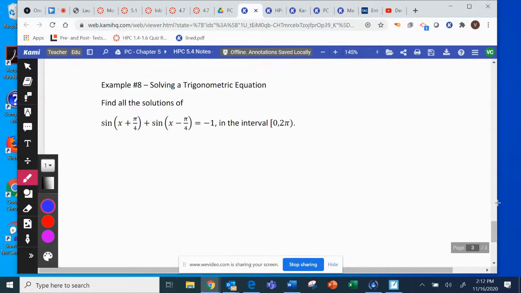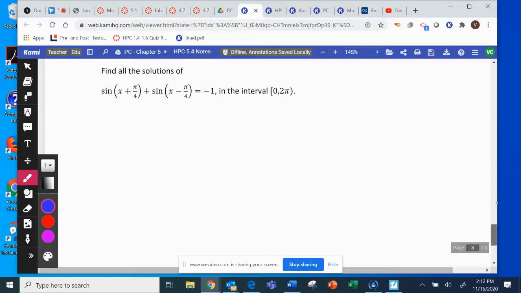Last example, example 8, solving a trigonometric equation. Find all the solutions of sine x plus pi over 4 plus sine x minus pi over 4 equals -1. What could we do? Any ideas? Gracie, you got an idea? We could use the formulas. We've got the sine sum formula and then the sine difference formula.